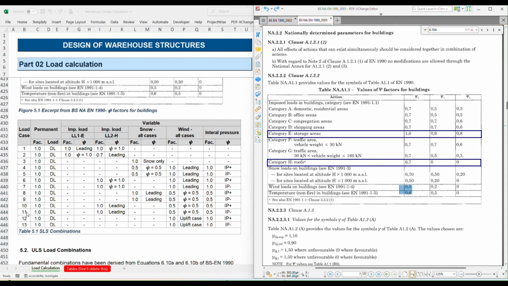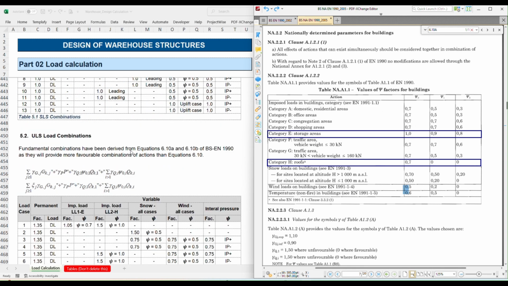Next, in load combinations 10 and 11, we are considering the leading one as an imposed load, that is load on roof, combined with 0.5 as the wind load combination factor, which is mentioned here, the reduction factor. And for the uplift case and the internal pressure case, we are considering the dead load as 1 and the leading wind as 1. So this is all about the SLS load combinations.